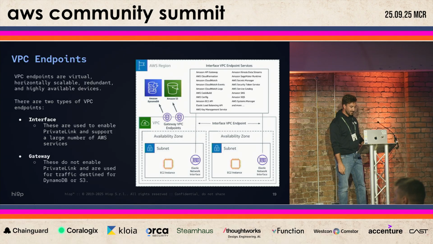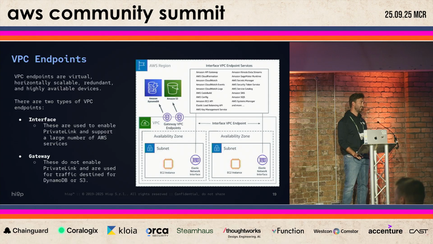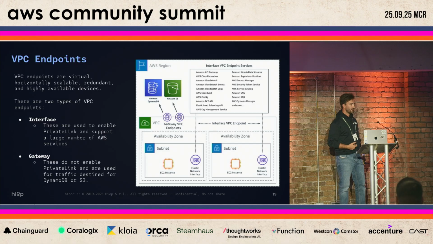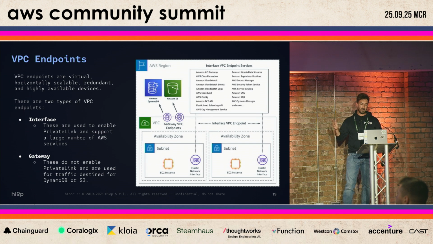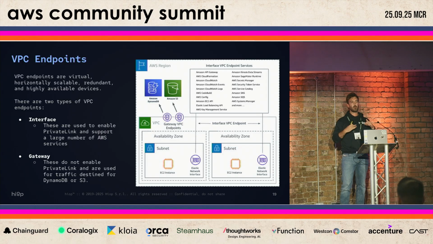But then there are gateway VPC endpoints that are used for specific services that are not distributed inside a VPC, like DynamoDB and S3, for example. And the gateway VPC endpoints allow you to contact S3 or DynamoDB inside your VPCs, inside your AWS account, in a private way.